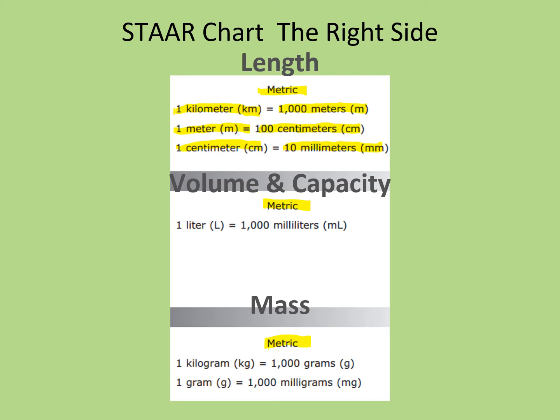We have volume and capacity. We have a liter, which is equal to 1,000 milliliters. And then we have metric mass. We have 1 kilogram, which is equal to 1,000 grams, and 1 gram, which is equal to 1,000 milligrams. Okay? And these are the only units that you have to learn in 5th grade. Later on, you may learn about some other units, but today we're only focusing on the ones that we have to learn.